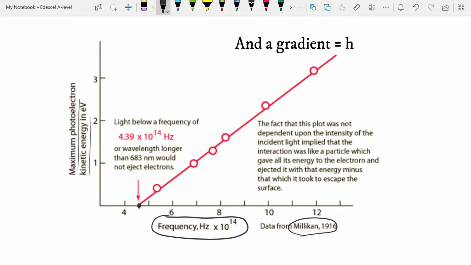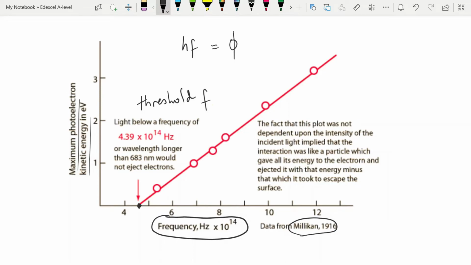This point here is one of the things that we are after. This is the point where hf is equal to phi. We don't have any spare energy left over for kinetic energy, so our kinetic energy is 0. And it is the absolute minimum amount of energy that an electron needs to get out of the metal. Because photon energy is proportional to frequency, we can call it the minimum frequency of light needed for electrons to leave the metal. And that's why it's called the threshold frequency.